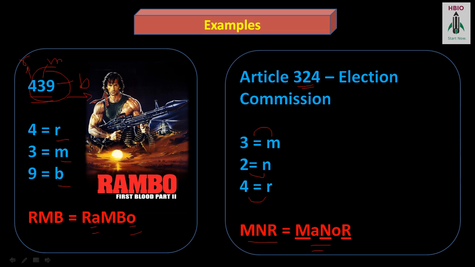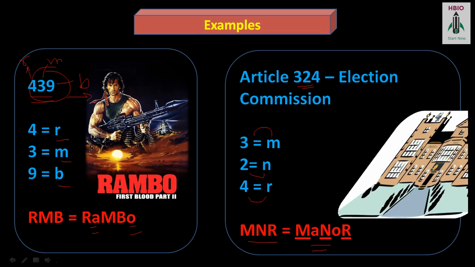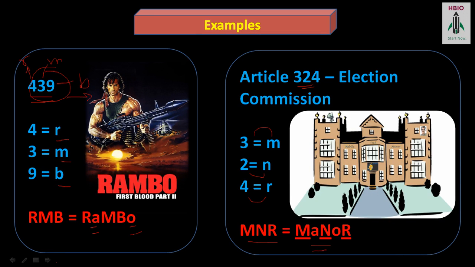It becomes manor. Now I can imagine that this is a manor, like a medieval kind of manor, and in this the Election Commissioner is sitting, and from here he is conducting all the elections of India. So by this association we can remember all the constitutional articles, or at least the important ones, and it will make life a lot easier.